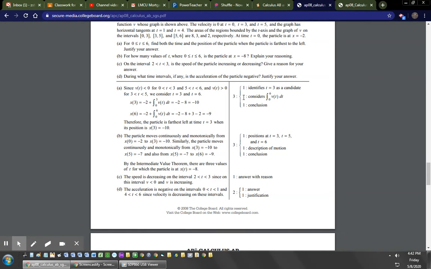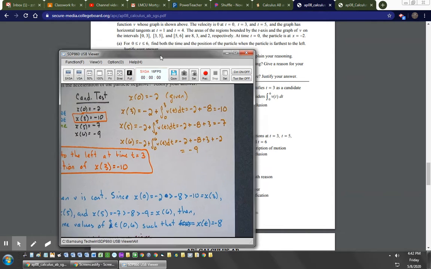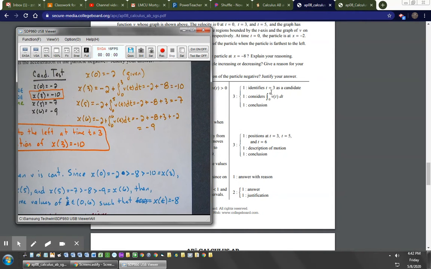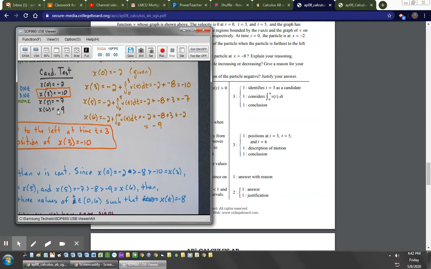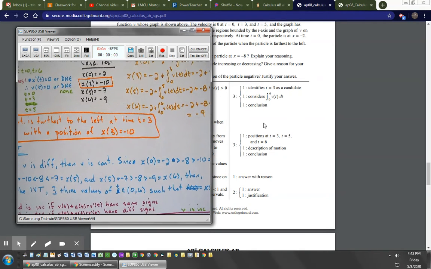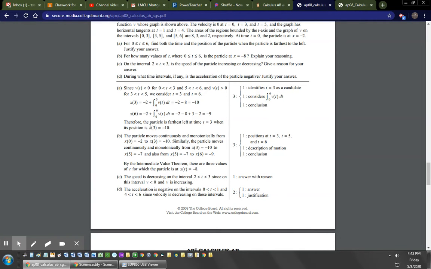There's one there, 3, 6, 9, 9 points. So we did identify t equals 3 as a candidate. Did we do that? Yep. T equals 3 was on our candidates test. We considered 0 to 6. The integral from 0 to 6, yep, we got that in there. We considered that distance. I think this counts too, just writing that as a candidate. And then our conclusion. Let's see what their conclusion is. They said the particle is furthest to the left at time t equals 3, with the position of x equals, yeah, baby.